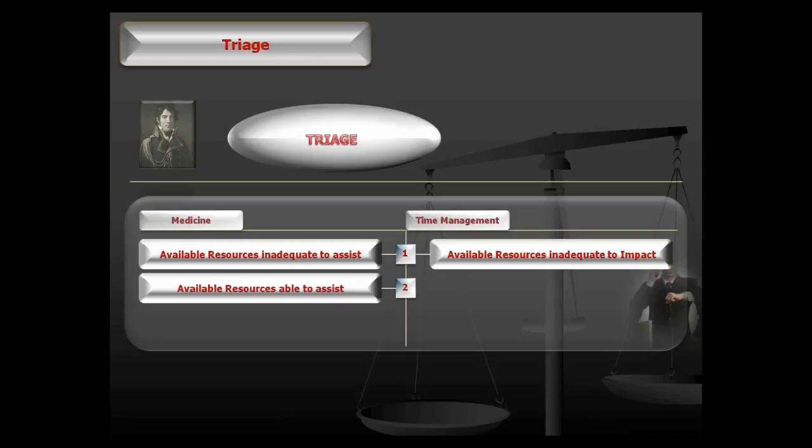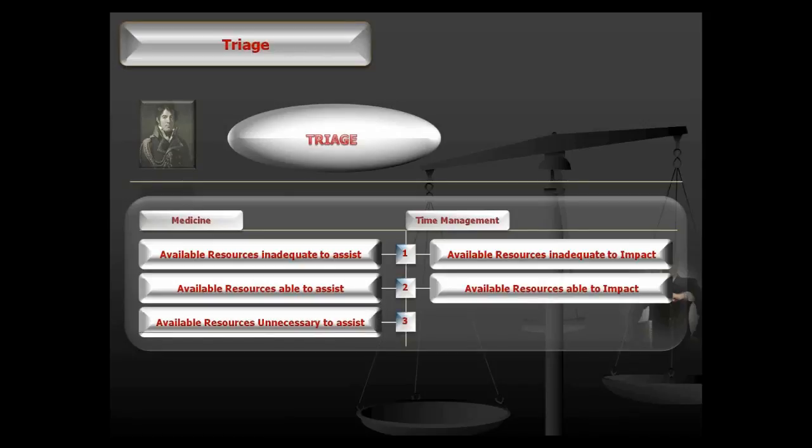Tier 2, again in medicine, is where the available resources that we have will actually assist this patient, and in time management, same thing. With the available resources that we have, we can actually get this task done. And Tier 3 is in medicine, where the available resources are not needed to assist, where based on the resources that we have, we can't give him anything more than he'll need to survive. And same thing in time management, where the available resources that we have are not necessary to be allocated to get that task done. The task can get done regardless of the resources that we have.